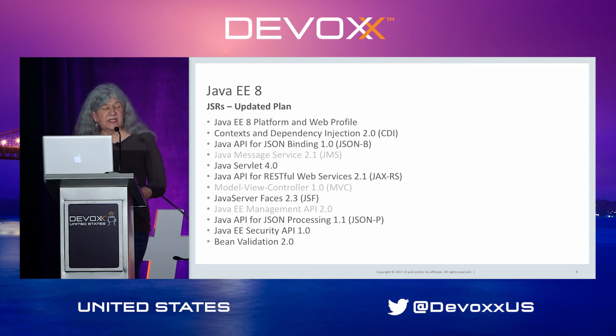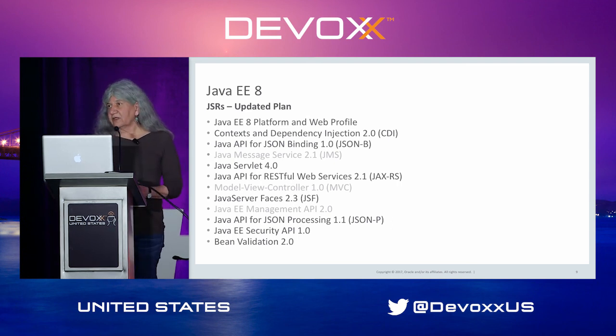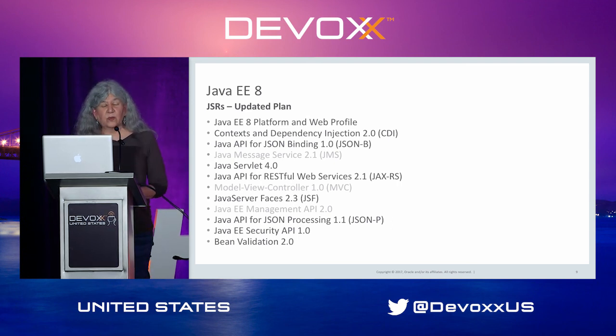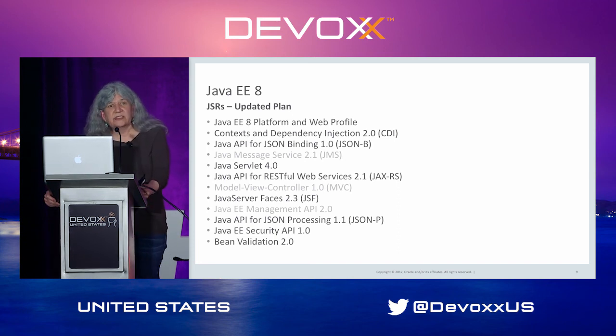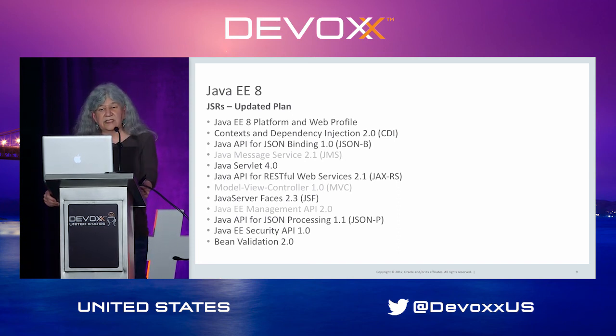So this reflects the updated plan. I've grayed out those technologies that we're not pursuing as part of EE8. JMS is a mature technology. Instead of enhancing it in a 2.1 release, we will require JMS 2.0 as part of Java EE8. Java EE management had barely gotten off the ground. We'll fall back to the existing management API as part of the platform.